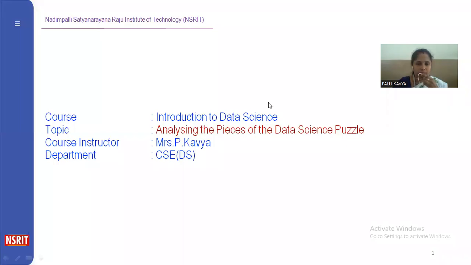Now the topic is analyzing the pieces of the data science puzzle. The course name is Introduction to Data Science, and the topic is analyzing the pieces of the data science puzzle. First of all, we have to understand that pieces are nothing but fragments, and data science is nothing but an analysis of the data. We are going to discuss each of the fragments involved in data science. So let us see the concept.